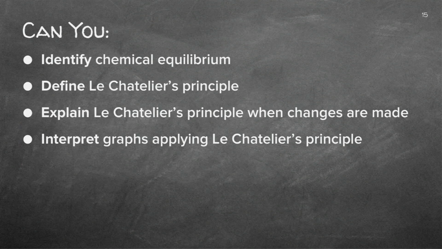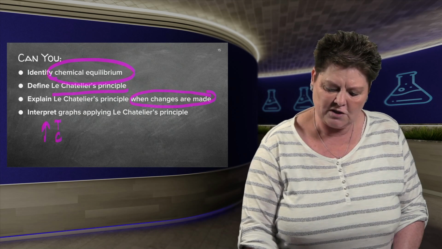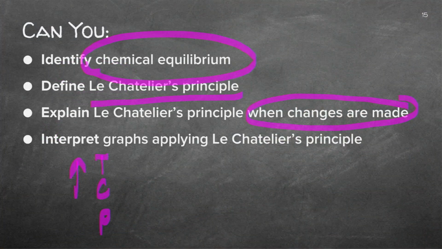We need to be able to identify chemical equilibrium with graphs. We need to be able to define the principle of Le Chatelier and then explain the disturbances, the changes. Remember, increase of temperature, concentration, or pressure will have the system trying to decrease that in order to get a new equilibrium. And then finally, you need to be able to interpret the graphs.